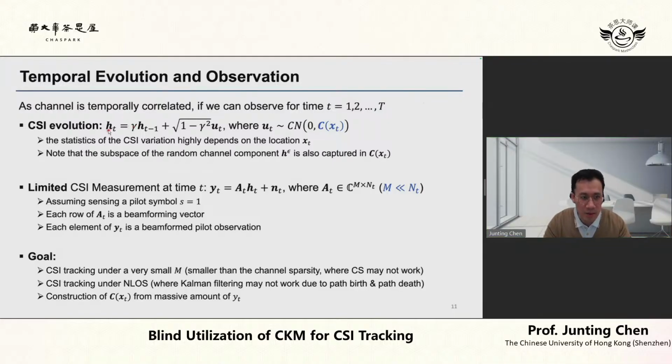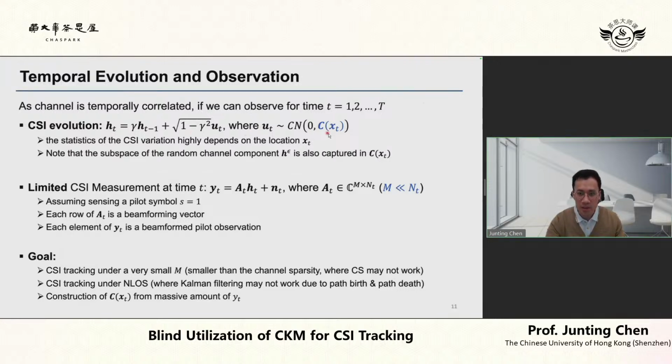So the model is like this. h_t, the channel at the current time, equals gamma times h_{t-1}, the channel at the previous time slot, plus some perturbation. Now, without CKM, we don't have enough information to describe the perturbation. So in the literature, in a very classical AR model, people usually use an IID vector to model the disturbance, or u_t. Now, we have CKM, so we can do better.